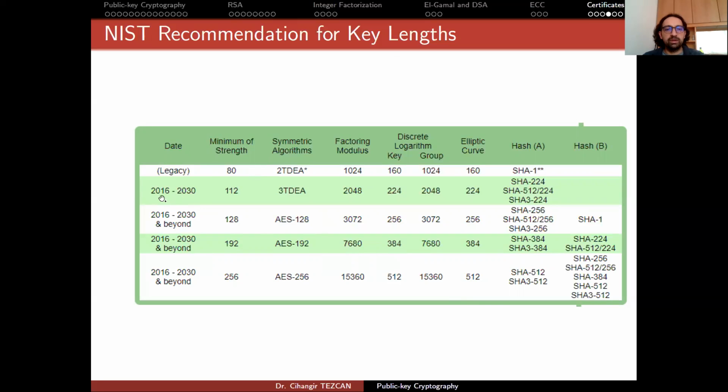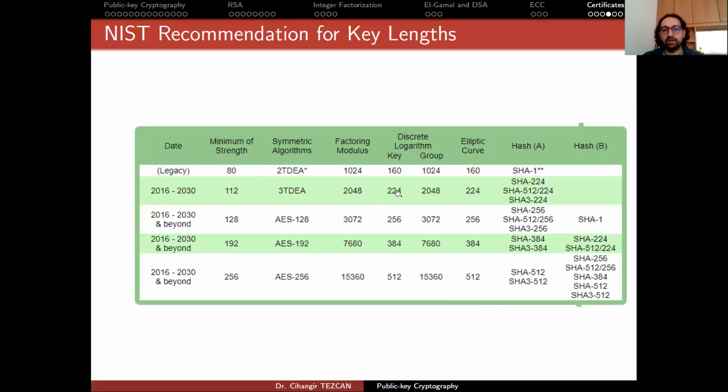But from 2016 to 2030, they say that 112-bit security is enough, and triple DES actually provides this kind of security. If you are okay with this much security, then when you use RSA, your factoring modulus n should have a size of 2048 bits. In other words, the value n we talk about should be at least this big.